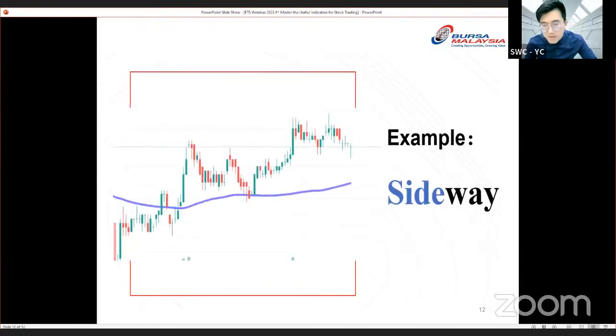Therefore, this is a sideways. You can see the price goes up a bit, then comes down again. Up a bit, then comes down again. It's not obviously going strongly uptrend. So in this case, it's sideways. The same goes for the moving average of it. The moving average is going sideways. It's not slowly going up like just now.